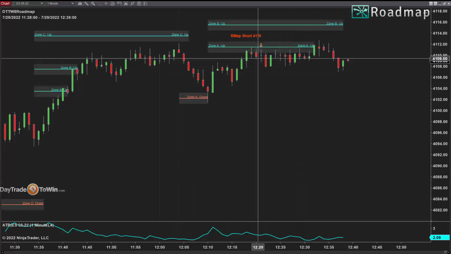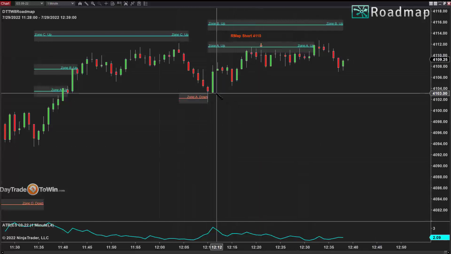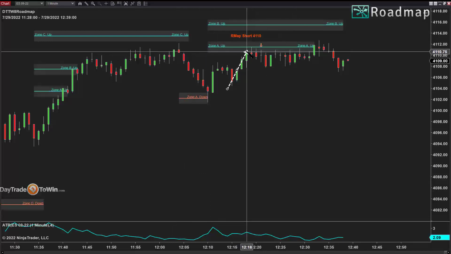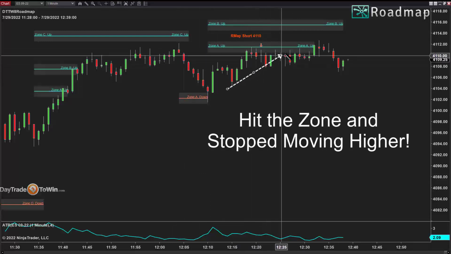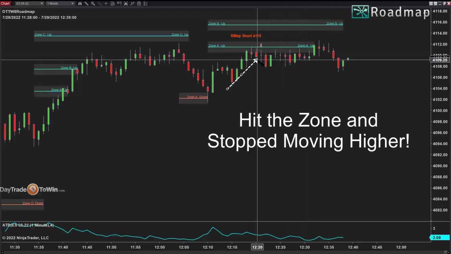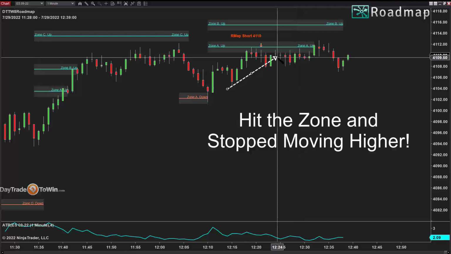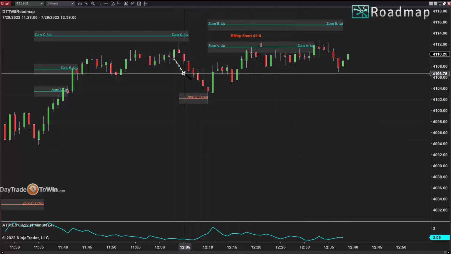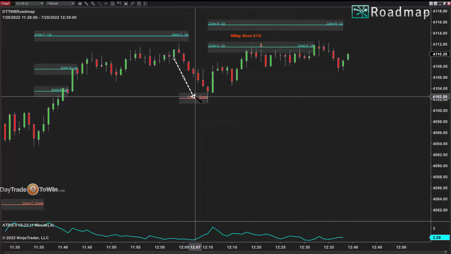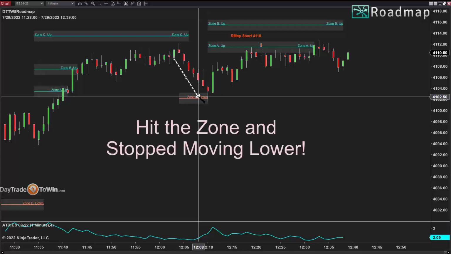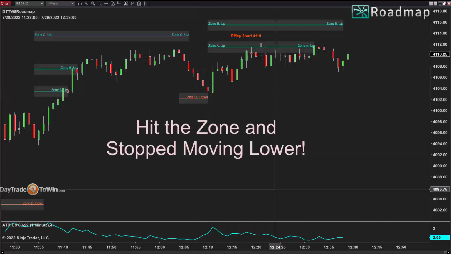So this is the most recent trade. The market came up and hit the roadmap zone. What happened? It stopped, went sideways, reversed a little bit, went sideways. If you were thinking about going long, this roadmap saved you from a long trade. The same thing is true as the market came down: it saved you from taking a short trade unnecessarily. So it is a great filter for any type of trading that you're doing.